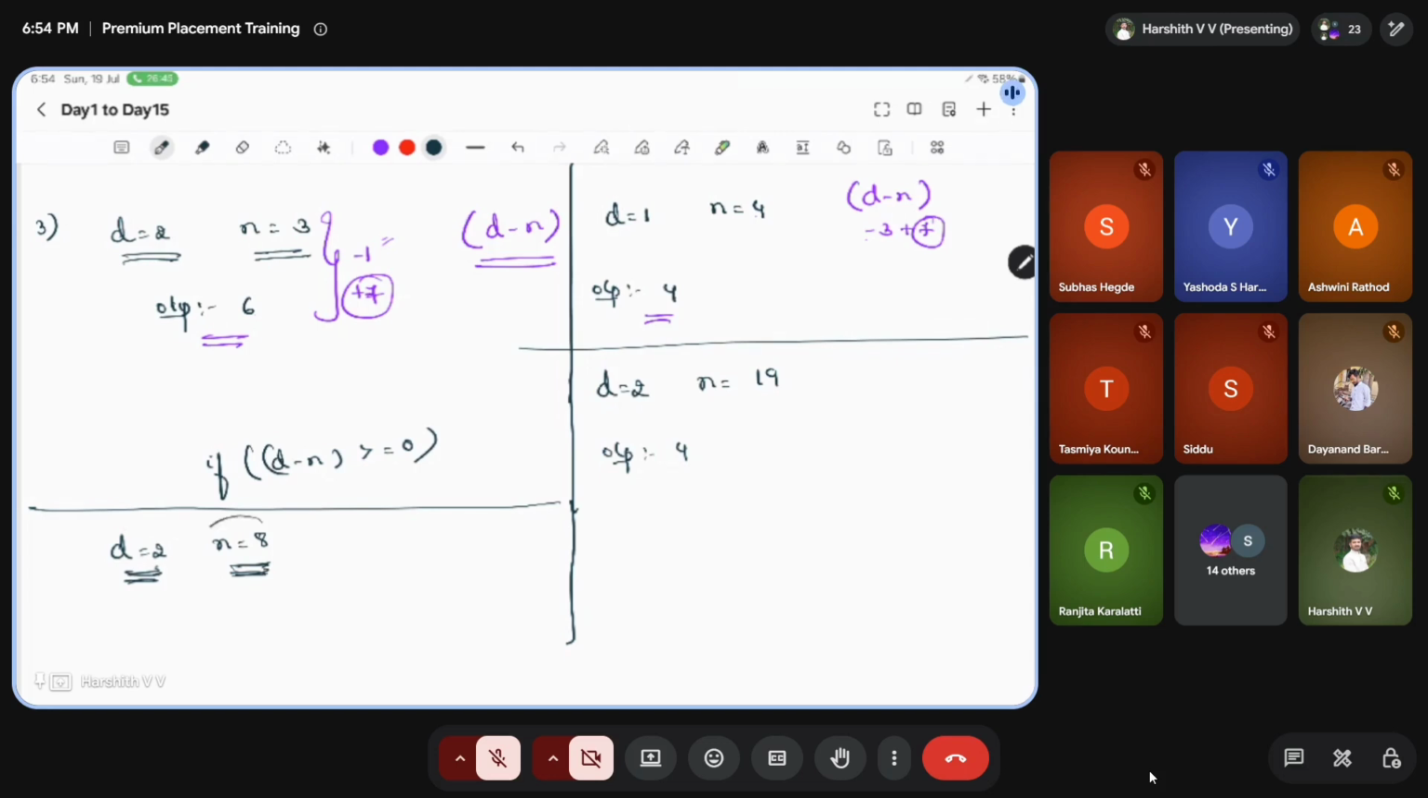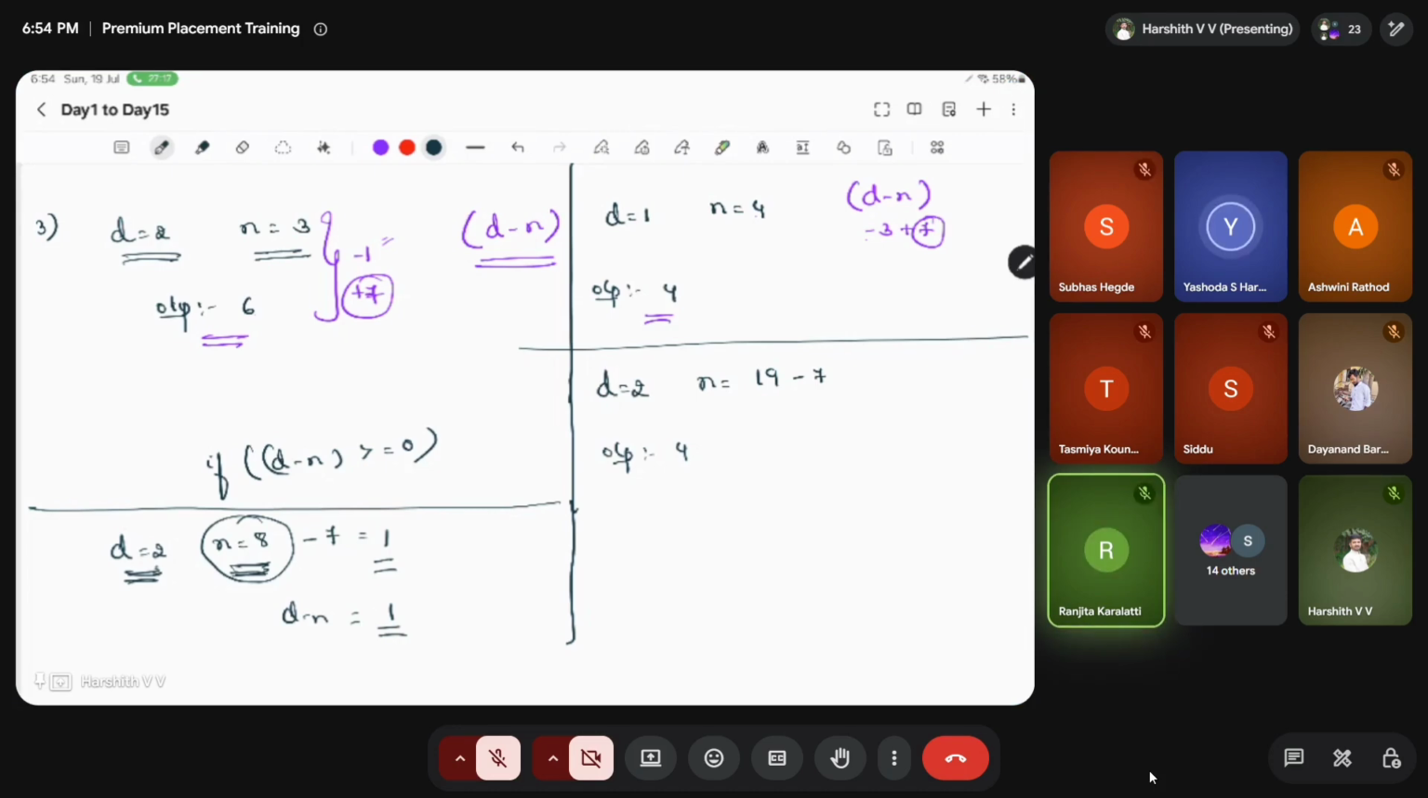So instead of calculating for n is equal to 8, you can subtract how much from this? 7. And you are going to get 1. So if you calculate for 1, the formula is d minus n, 2 minus 1. What is the answer? 1, which is the correct answer. But here, if you subtract 7, what is the answer you will get? 12. Can we calculate from 12?